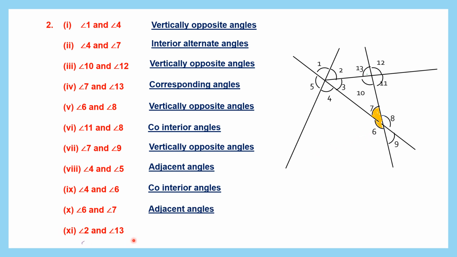Let's look at angle 2 and 13. Angle 2 is here, angle 13 is here. So they are both inside and they're on the same side. So they are co-interior angles. So now we have identified the different pairs of angles.